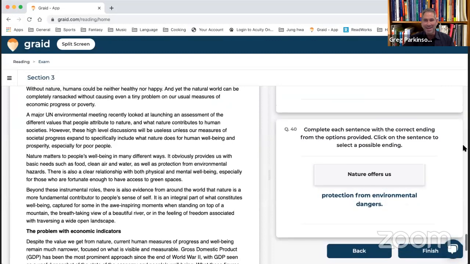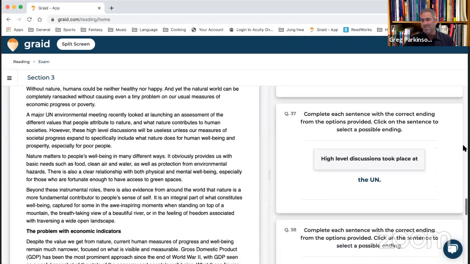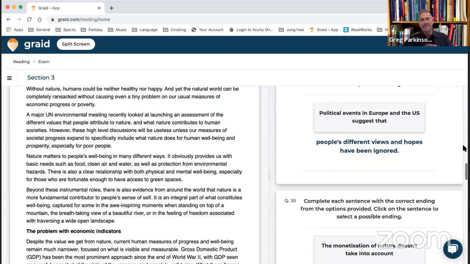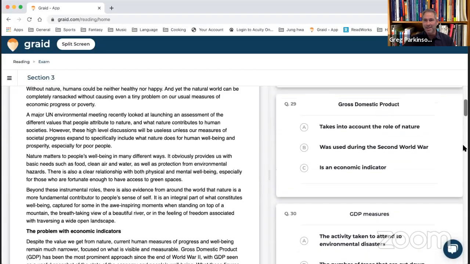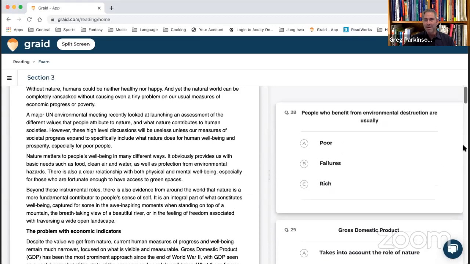Now, I'm not going to guess the multiple choice questions, but if I was sitting the test and I had run out of time, I would have a 1 in 3 chance if I guessed. But let's answer these questions correctly. And also another reason why you can leave these until the end is now we have a better idea. So people who benefit from environmental destruction are usually, well, we know they're not poor because we've already covered a question which dealt with that. My guess straight away is rich. But again, why don't we see if we can confirm the answer?